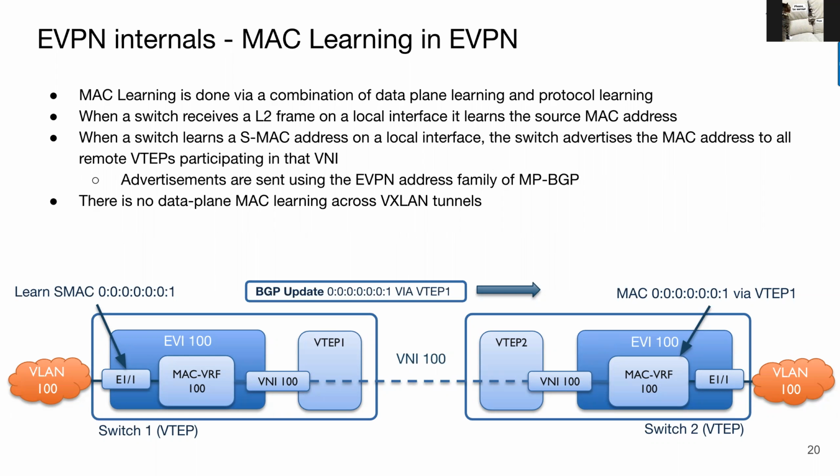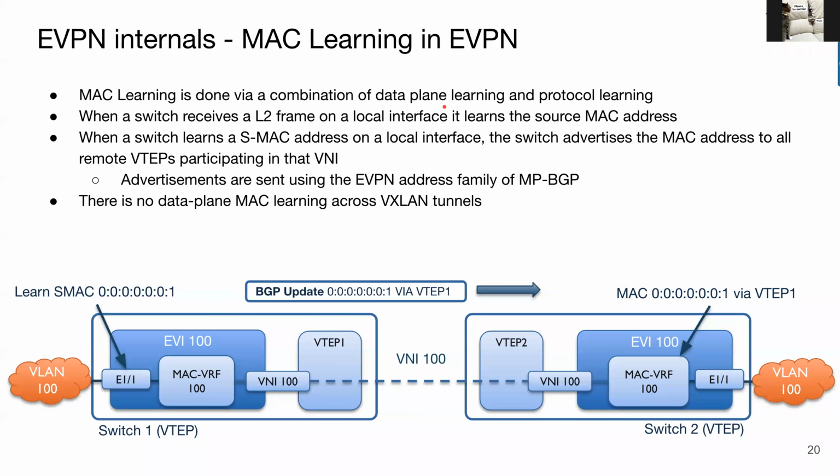So how is MAC learning done in EVPN? We know in VXLAN, if we're just flooding information, then we are going to flood BUM information based on our flood list. And we still have ARP requests going back and forth across our VXLAN fabric, unless we're using direct VXLAN. Well, no, then we still have ARP requests going back and forth. But here it's a combination. Here we're going to use both data plane learning and protocol learning through EVPN.